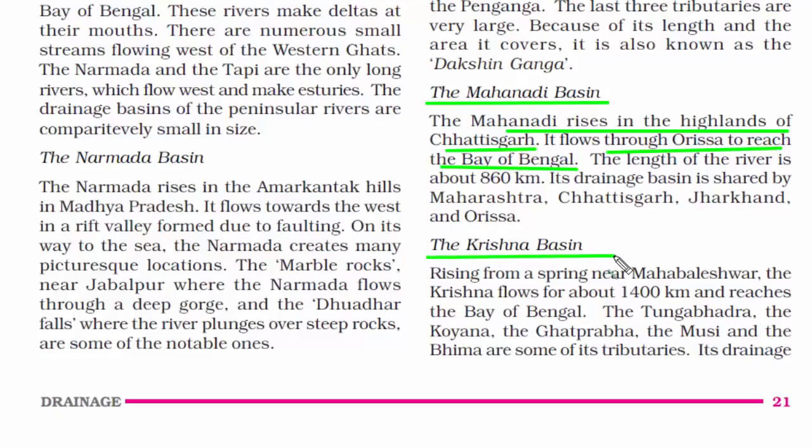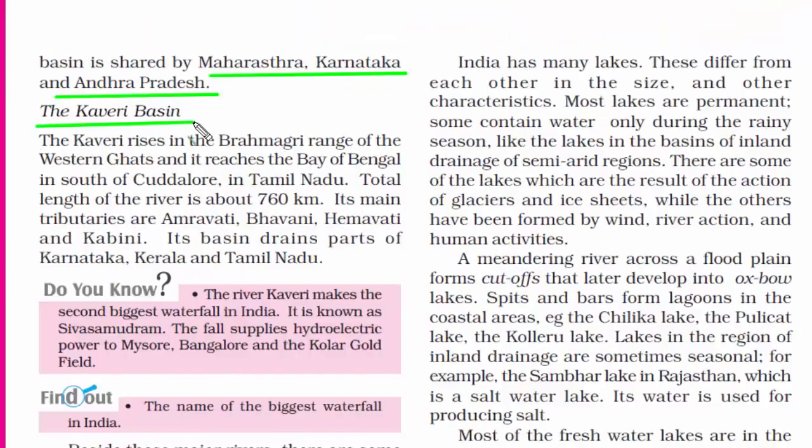Now let's read about the Krishna Basin. So this river originates from Mahabaleshwar, which is in Satara district in Maharashtra, and then it flows towards Karnataka. After that it goes to Telangana and Andhra Pradesh, and then finally drains into Bay of Bengal. And some of the tributaries of this river are the Tungabhadra, the Koyana, the Ghat Prabha, the Musi and the Bhima. And the last river is the Kaveri Basin.